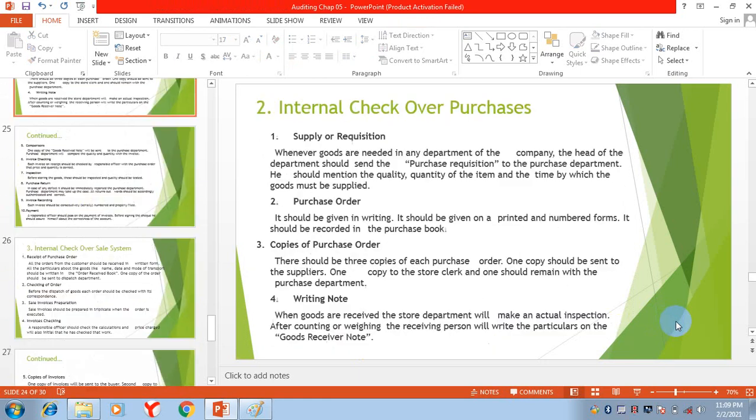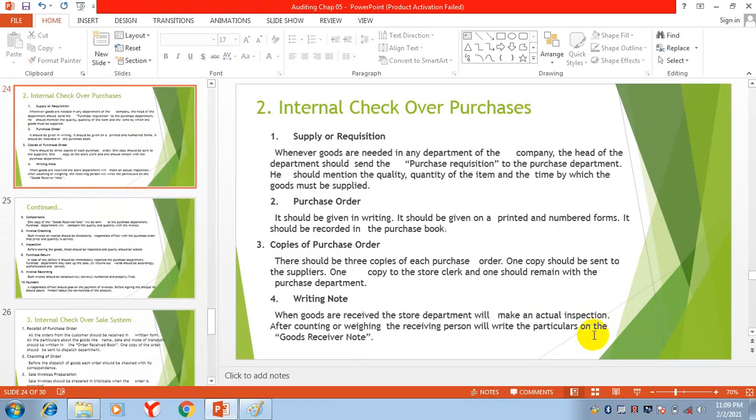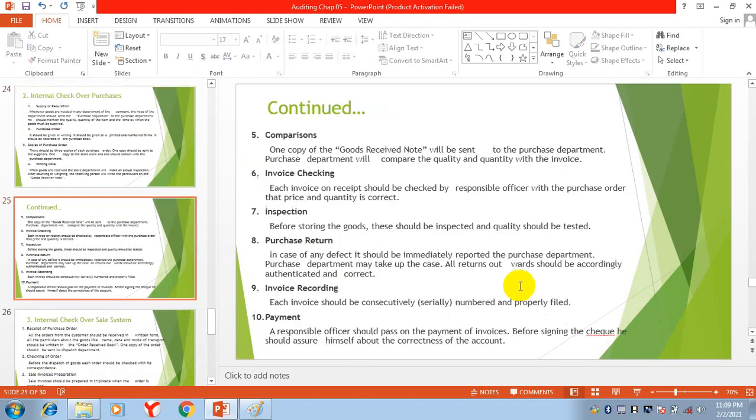So these are the internal checks for purchases. Supply requisition, purchase order, copies of the purchase order, then writing note, then comparison of the goods received. We will check the quality, the quantity, then invoice checking. We will compare the invoice with the purchase order. Then we will inspect the goods, and if there are defective goods, we will separate these goods.